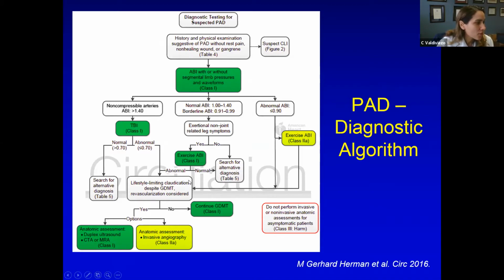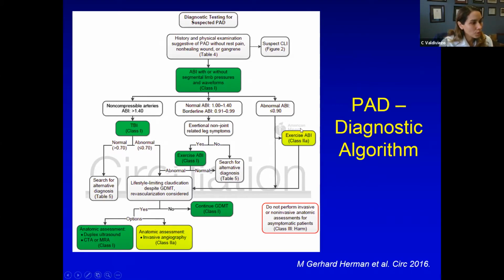If they have lifestyle-limiting claudication, you, of course, implement guideline-directed medical therapy, and you can consider revascularization. If these patients have non-joint related leg symptoms, if they do not have that, then you look for alternative diagnoses. For patients who have abnormal ABIs, you can automatically proceed to therapy, of course, and consider revascularization, depending on if therapy worked or didn't work.